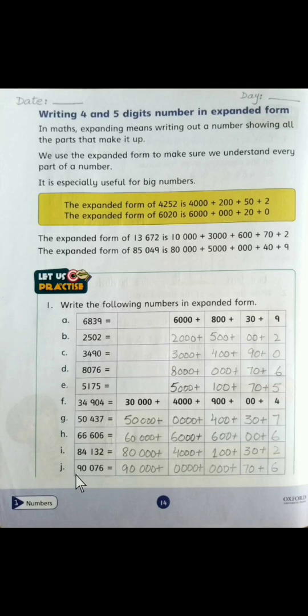Look at J, 90076, and we name this number like 90,076, and we have to write this number in expanded form like 90,000, 0,000, 0 tens, 76. Now class, quickly moving forward to the next page and open your book, page number 15.